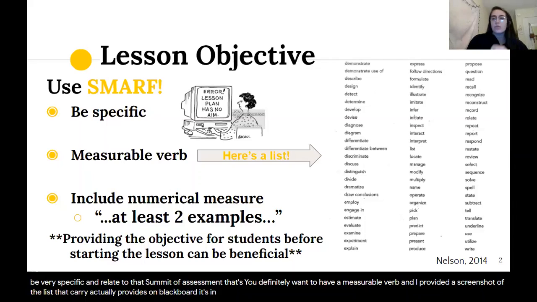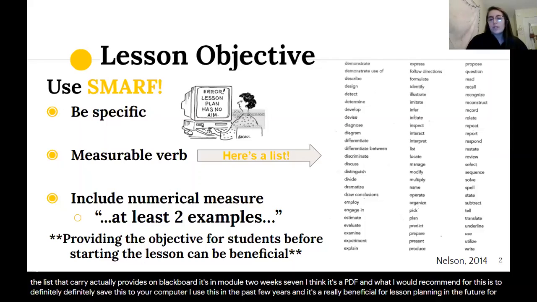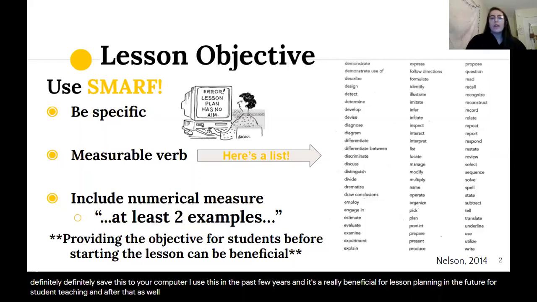It's in Module 2, Week 7. I think it's a PDF. And what I would recommend for this is to definitely save this to your computer. I used this in the past few years, and it's really beneficial for lesson planning in the future, for student teaching, and after that as well.